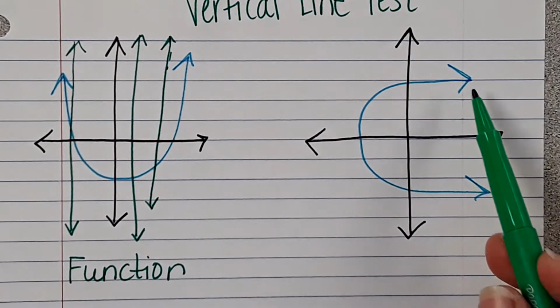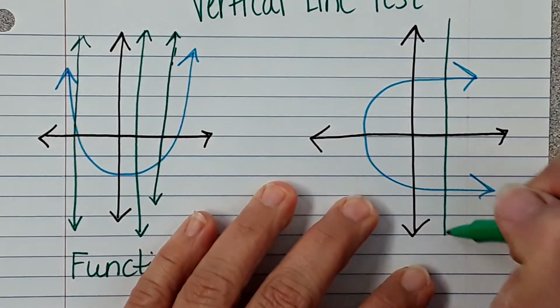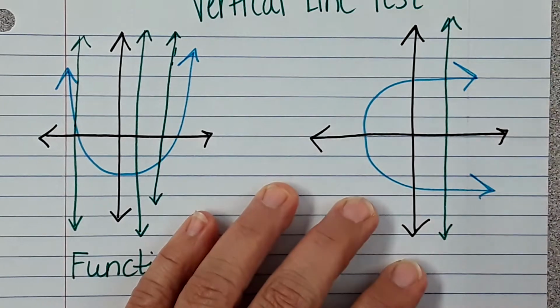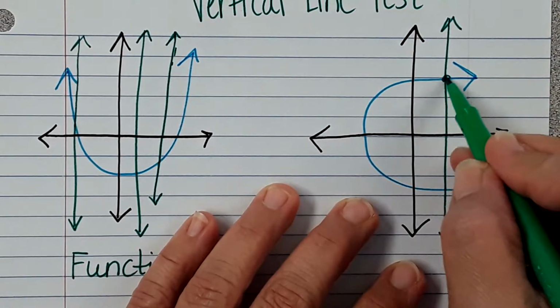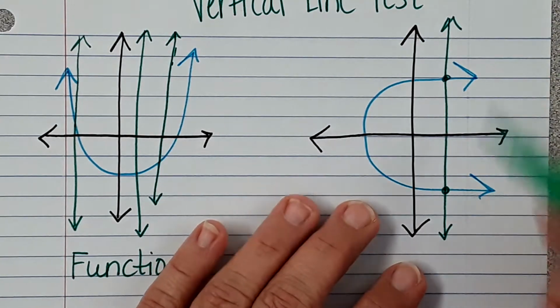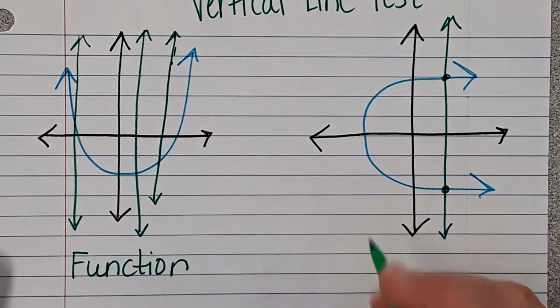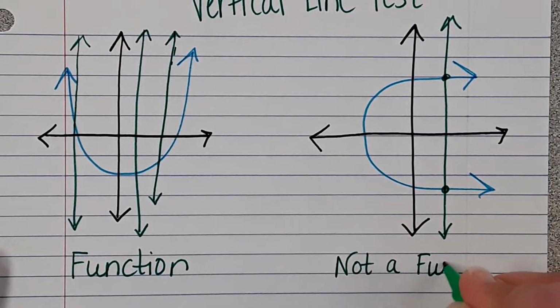Okay, what about this one? If I draw a line, how many times does that line go through the graph? Right here and right here. So because that vertical line hits the graph in 2 places, as soon as it hits 2 or more, this is what we would call not a function. And what I just did for you guys was called the vertical line test.